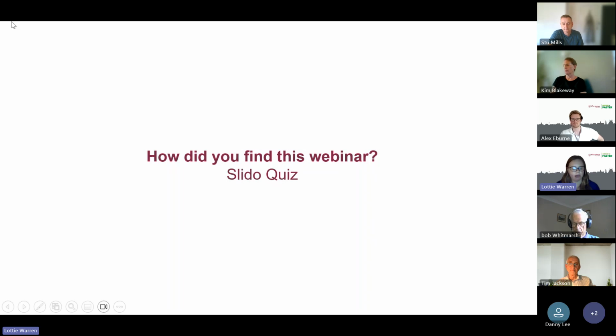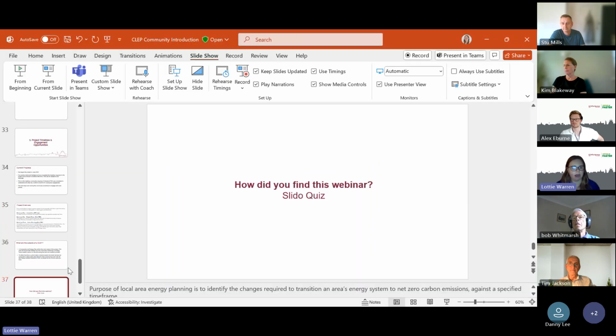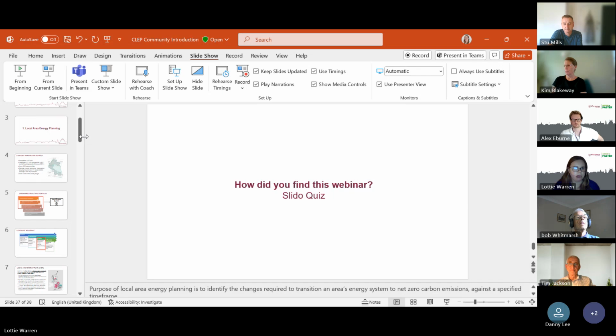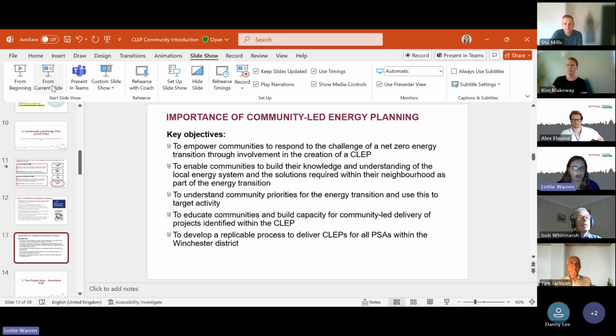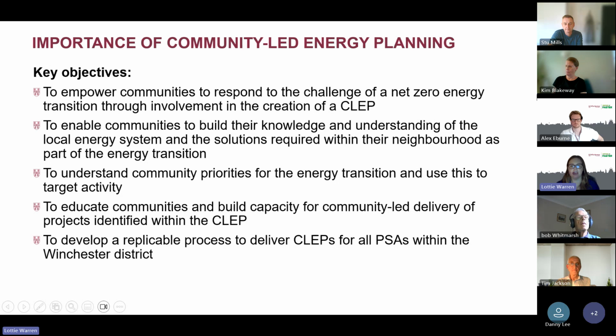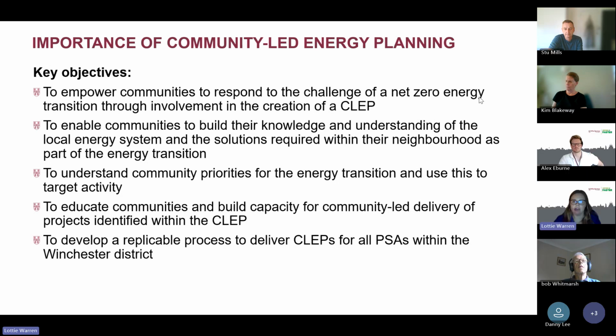I know that's not the right slide. Let me go back up. There we go. So those are the objectives there. We've got all of those, and I know we've been having a general discussion, but if anyone does have any questions, please feel free to shout them out now. Me and Alex will be happy to answer them.